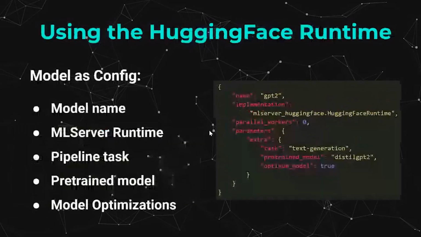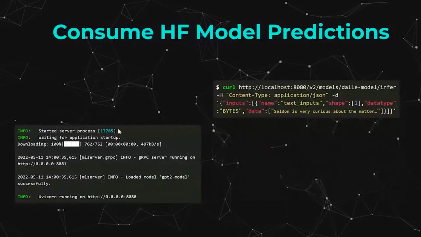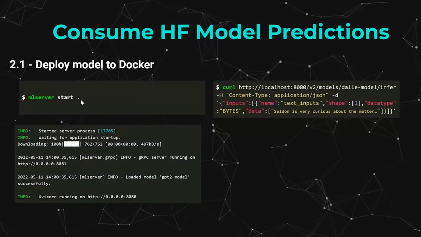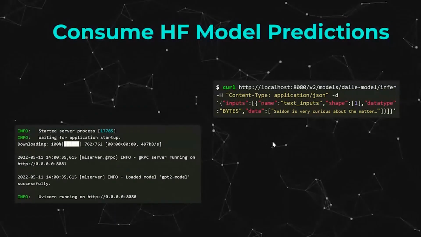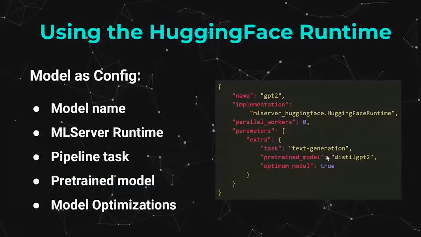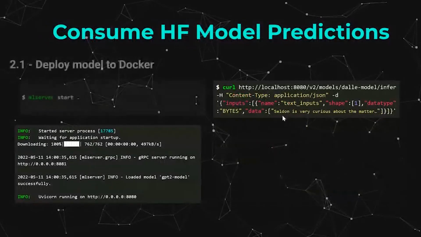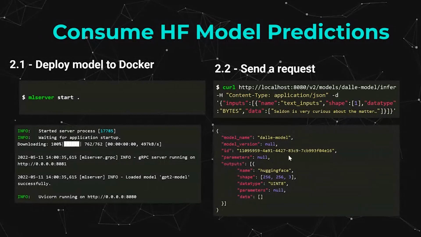So once we actually have this config file, the only thing that we have to do is run MLServer start. That will basically read that config file and run the configuration, so that we will have an endpoint that will be available. And we can actually send, in this case, that parameter. So in this case, because it's the GPT-2 model, we can send an input being something like, Seldon is very curious about the matter. And when we actually send the request, we will be able to get the response of the model, right? So basically, what is the generated text?